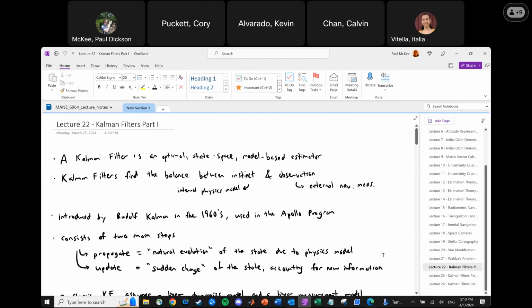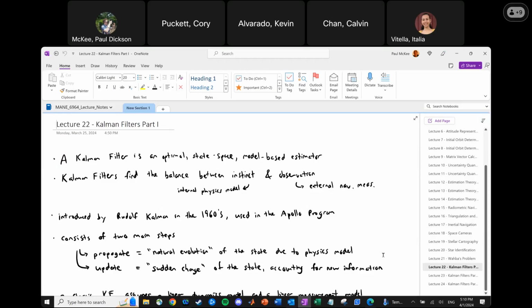I guess I could try. All right, let's hear from you, Italia. So it's like, I guess, estimating and propagating a model, and it updates based on whether it trusts the internal physics model or the measurements that it took.